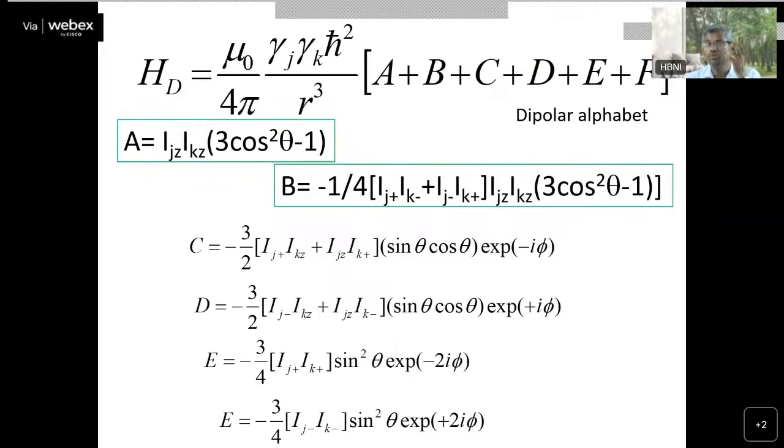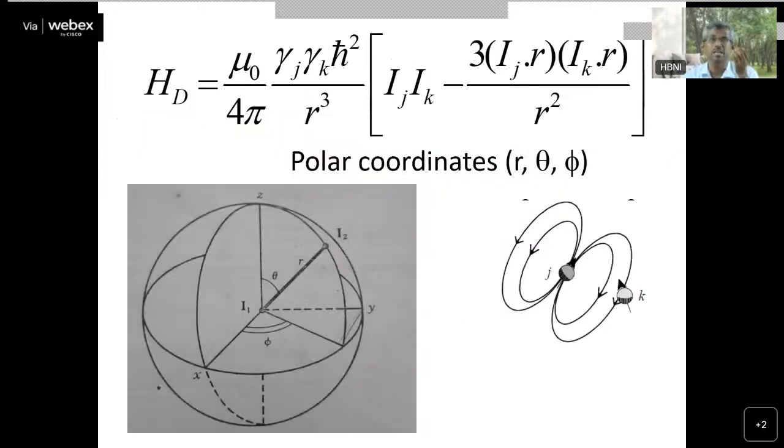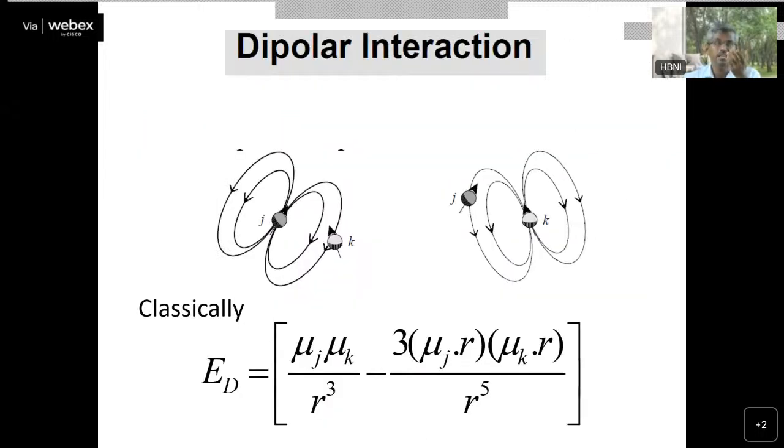So mu 0 by 4 pi, mu 0 is the permeability of free space, a constant. And gamma j, as I mentioned, is the gyromagnetic ratio of the J nucleus, and gamma K is the gyromagnetic ratio of the K nucleus. For the time being, think of the magnets as nuclei. For example, I told two magnets J and K. You now assume J is one nucleus and K is another nucleus. J can be a proton, K can be a carbon 13, or J can be a proton, K can also be a proton, or J can be a silicon, K can be an aluminium. So you can consider it that way.